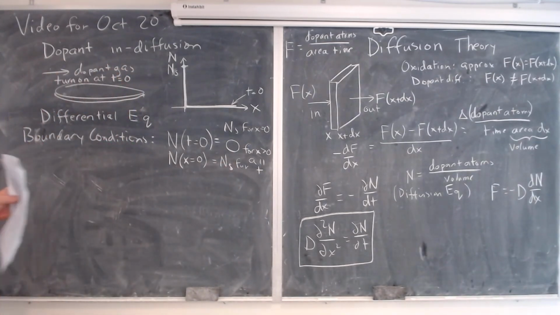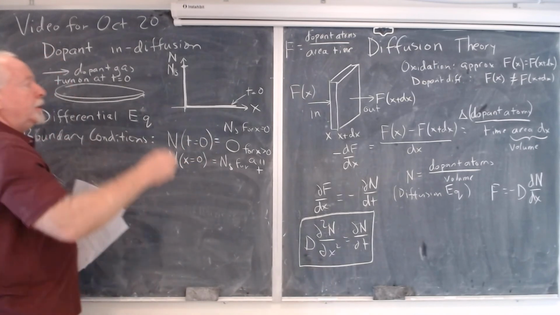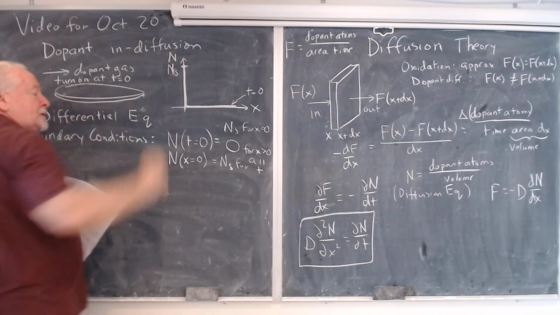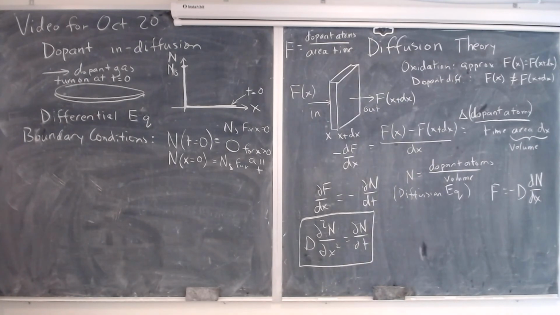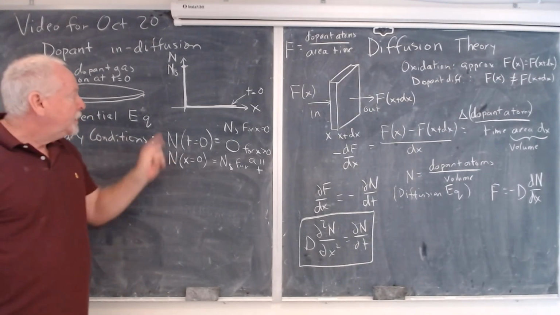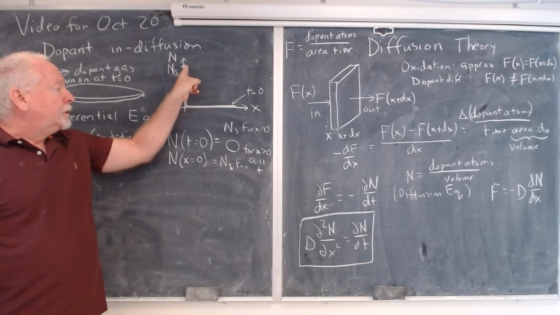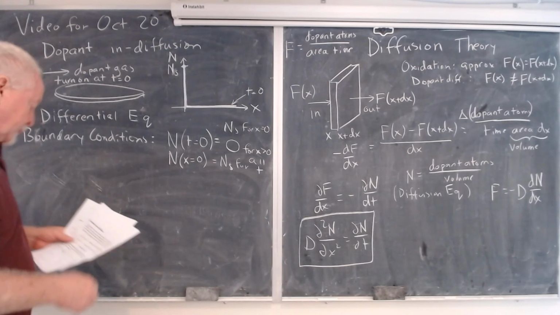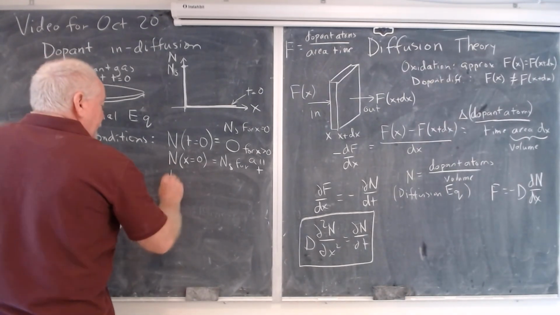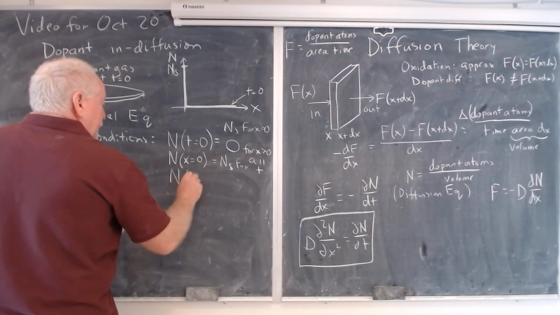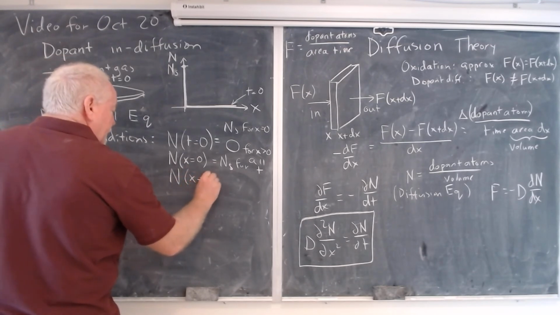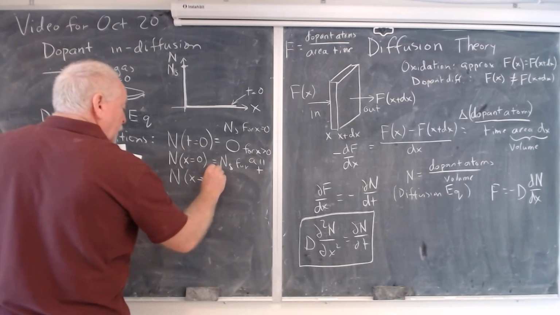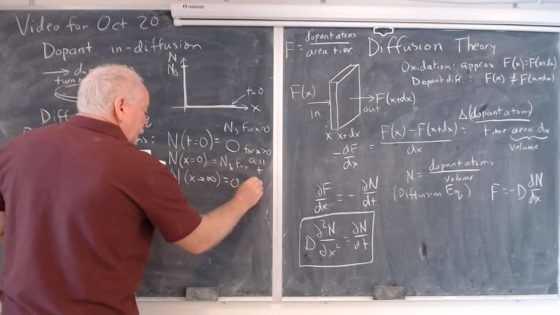Okay, so my next boundary condition is that now I'm going to let time go on, and it's always N sub S at the surface. So that's kind of easy to understand. It's determined by the concentration of dopant atoms in the gas, and so that keeps the density of dopant atoms at the surface fixed at N sub S. And the next boundary condition is also pretty easy to understand. As x goes to infinity for any time, it has to be 0 for all time.